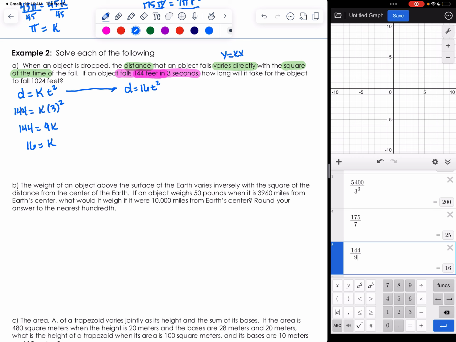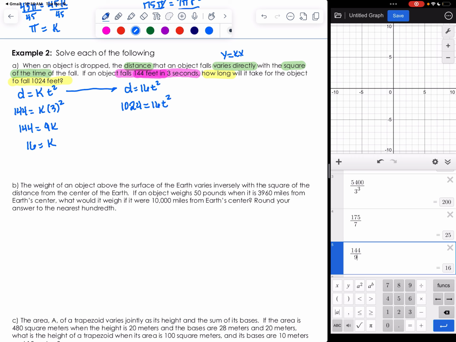Now, we're going to use that formula to answer the question, which was, let me grab a different color that I haven't used yet. How about yellow? How long will it take for the object to fall 1,024 feet? So I know the distance is 1,024 equals 16 times t squared. We do not know the time.